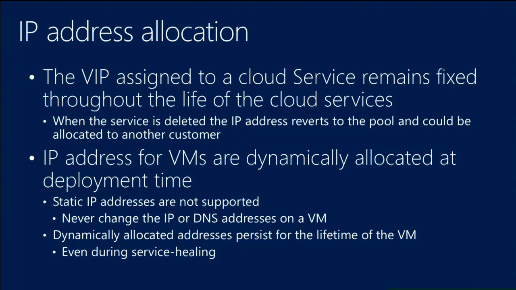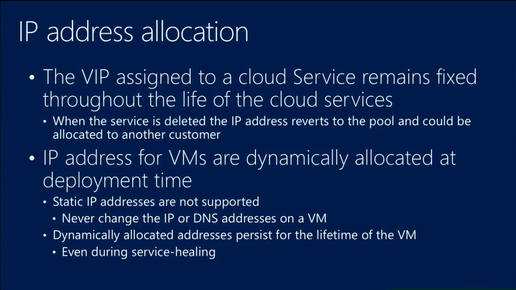The IPs for your VM are dynamically allocated at deployment time, and they will remain there through service healing, as long as the VM remains. Trouble is, if you shut down the VM, as in a Windows Azure shut down of the VM, and then start it again, the IP potentially changes. And yeah, never change an IP or a DNS address on a VM.